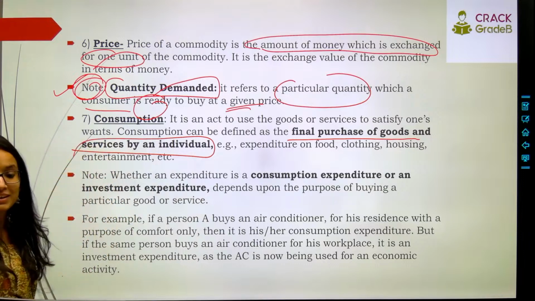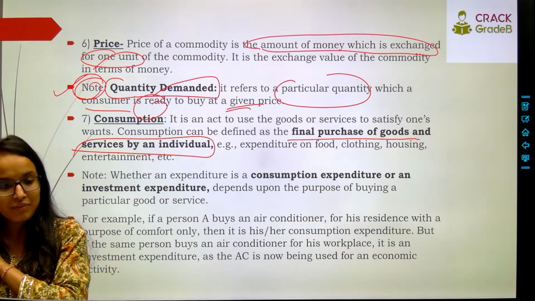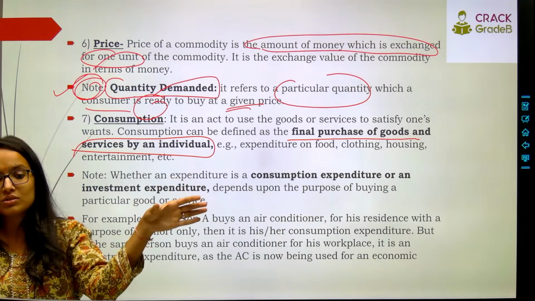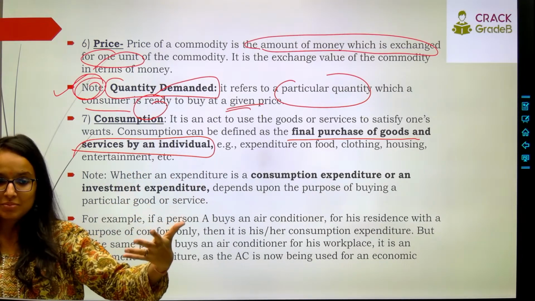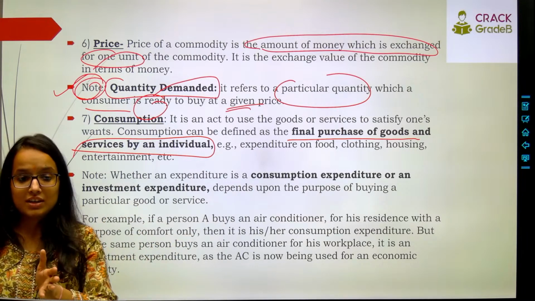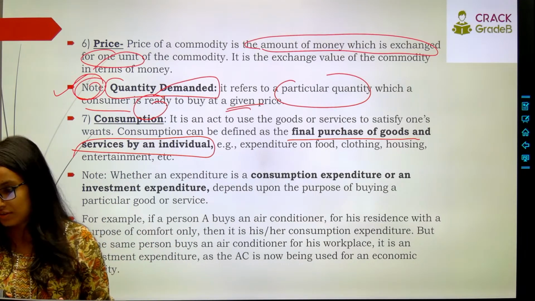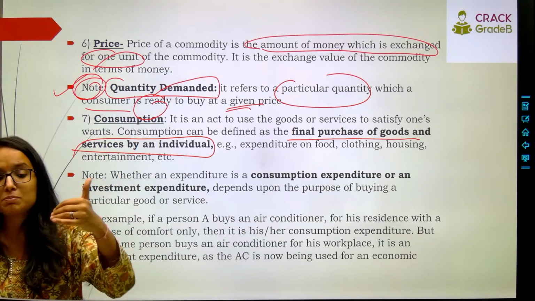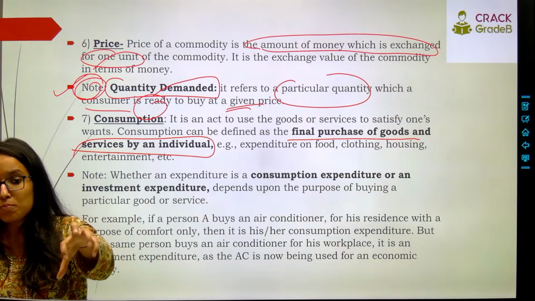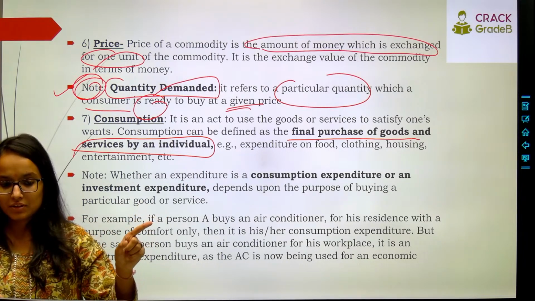Now also remember this, as I told you, the difference between intermediate goods and final goods. Intermediate goods are something which are in the process of value addition. Value addition means production, and final goods are something which have come out of the process of value addition or production, right? So consumption is an expenditure when you spend something to buy a product or service to consume, not to invest. Remember this.